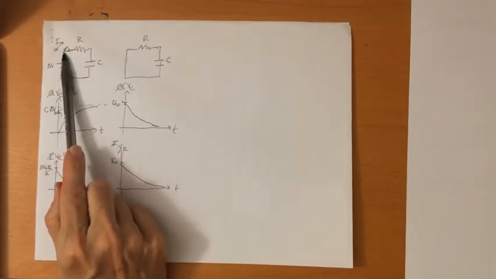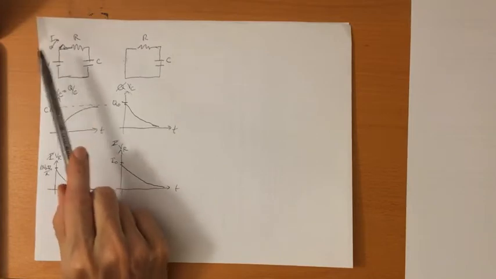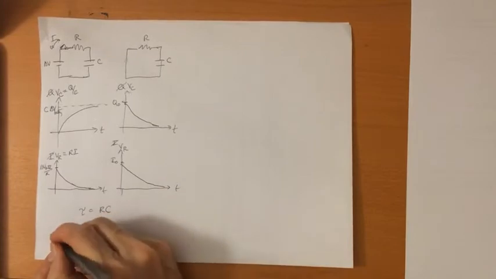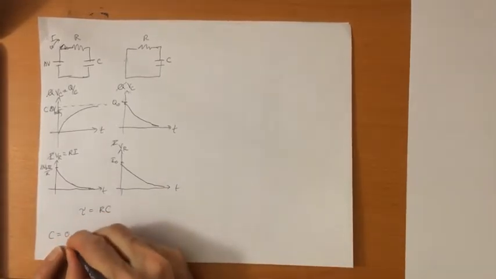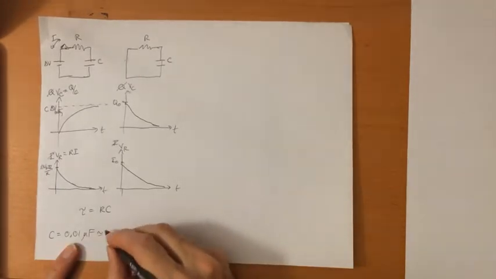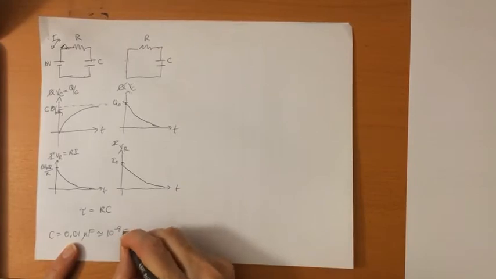We hook up a switch here, which we're going to press down at time t equals 0. We've got a resistor and a capacitor. The capacitances that we have in the lab room, the ones we're going to be using for this lab, are 0.01 microfarads, a nominal value. So that's 10 to the minus 8 farads.